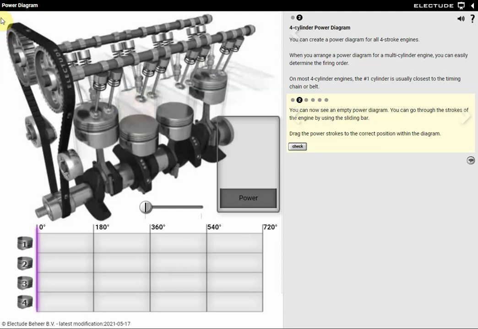Okay, this is the power diagram module, page 2, question 2. What they're asking you to do is drag the power stroke to the correct position within the diagram. So this shows our four cylinders, okay, and this is our crankshaft rotation. Half a crankshaft revolution is 180, full revolution is 360, then we go to two full revolutions.